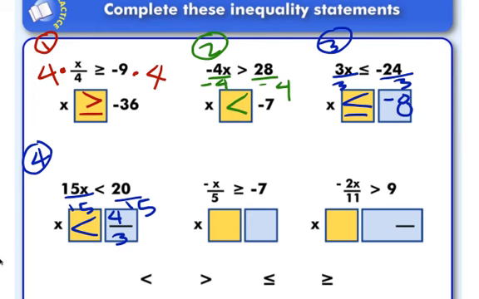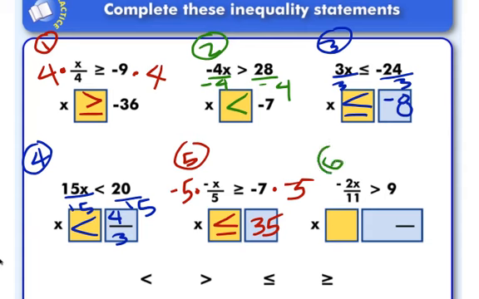On our next example, we've got negative x divided by 5 is greater than or equal to negative 7. And to isolate our variable, we would need to multiply both sides by negative 5. Since we are multiplying by a negative 5, that means our inequality sign reverses or flips the direction. So we have x is less than or equal to 35.